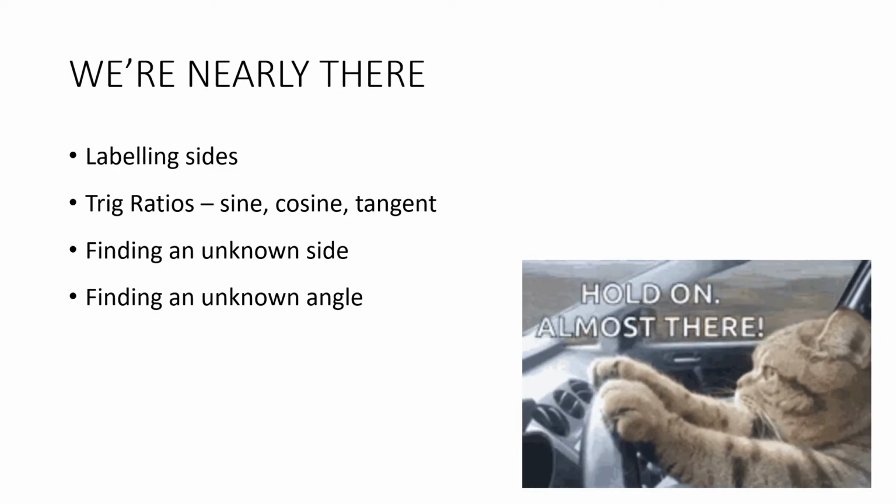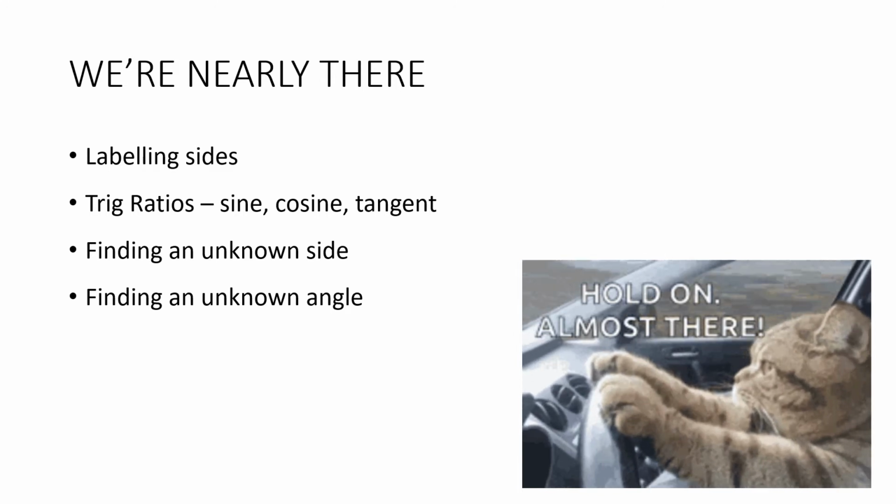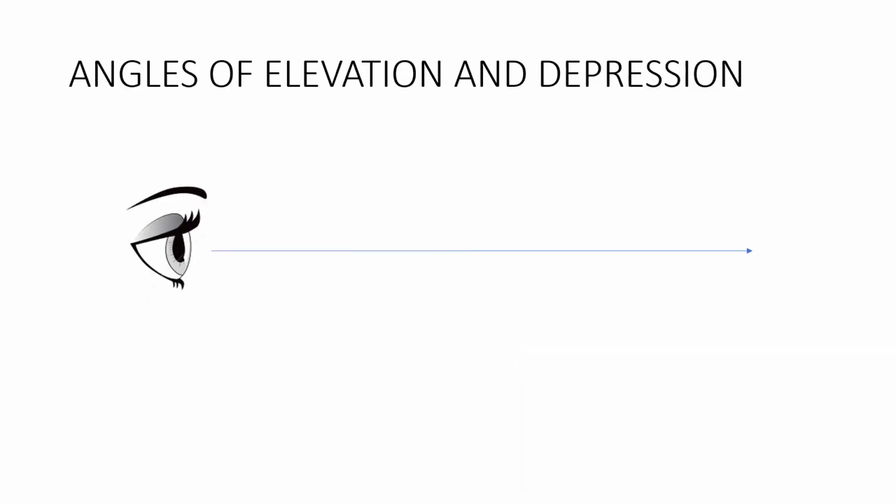So far we've learnt about labelling the sides of a right-angled triangle and about the trig ratios, sine, cosine and tangent. We've learnt how to find an unknown side, and last lesson we learnt how to find an unknown angle. Now there are two angles that are important in trigonometry, and they are the angles of elevation and depression. And they are both measured from where you are looking straight out at the horizon.